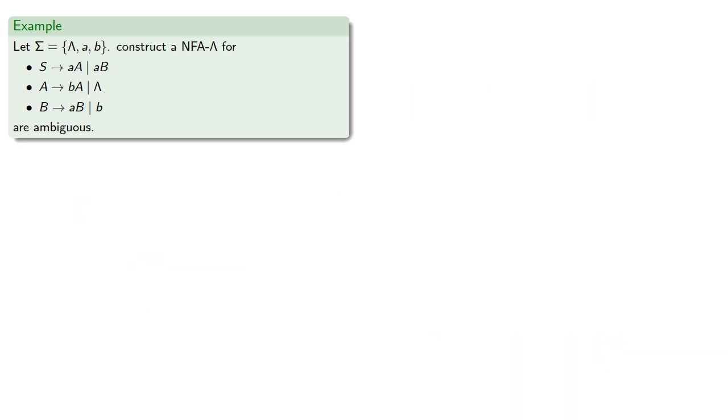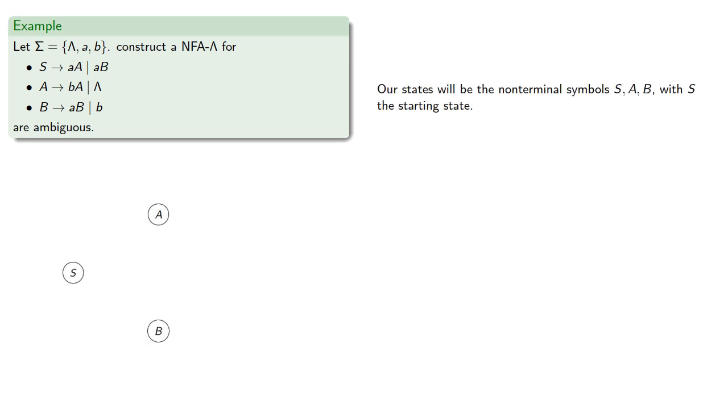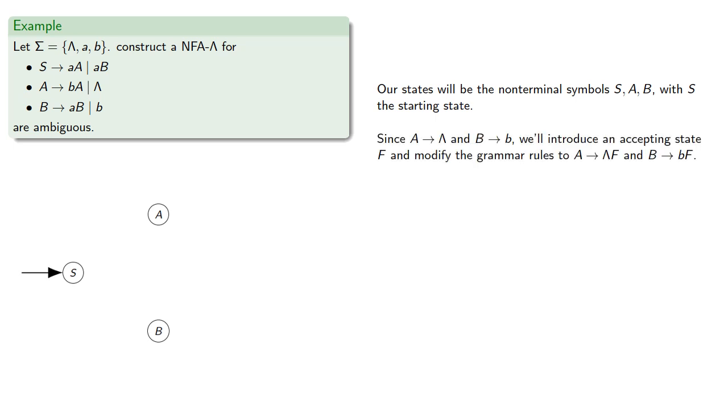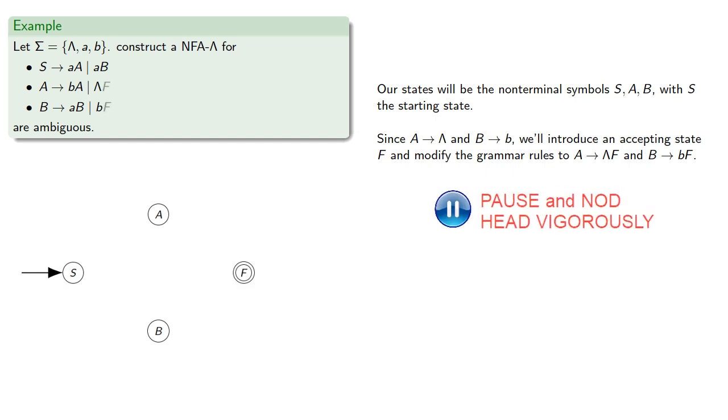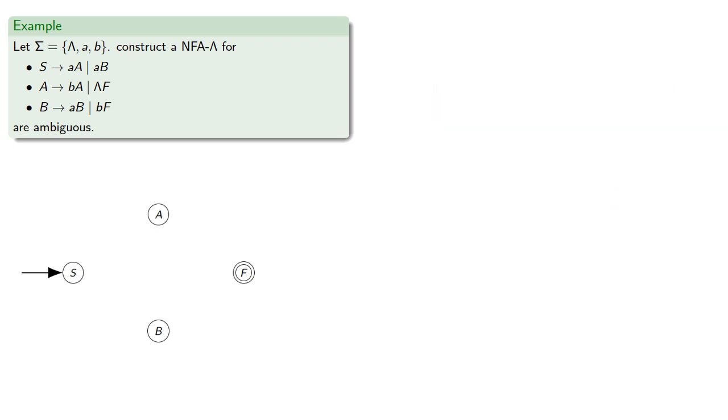Now, since this is a regular grammar, we can construct a non-deterministic finite automaton for it. Our states will be the non-terminal symbols, with S the starting state. And since A produces the empty string and B produces B, we'll introduce an accepting state, F, and modify our grammar rules accordingly. And so S either produces AA or AB. A produces BA or the empty string. B produces AB or BF.